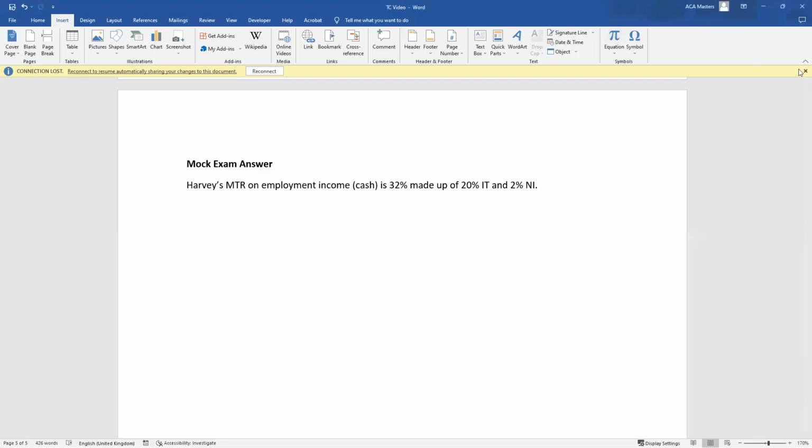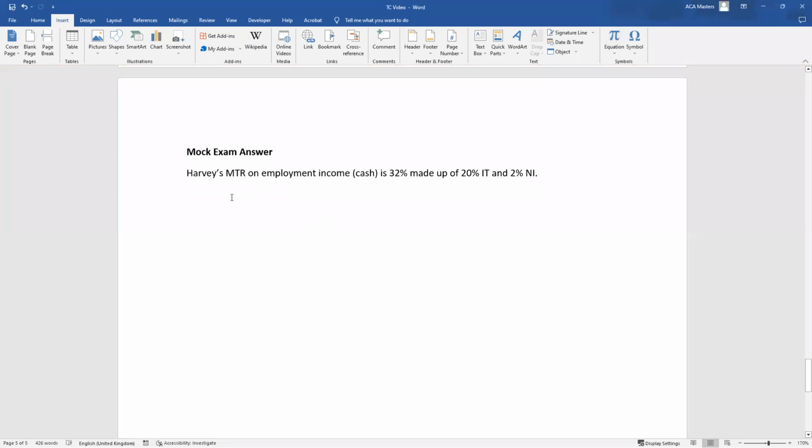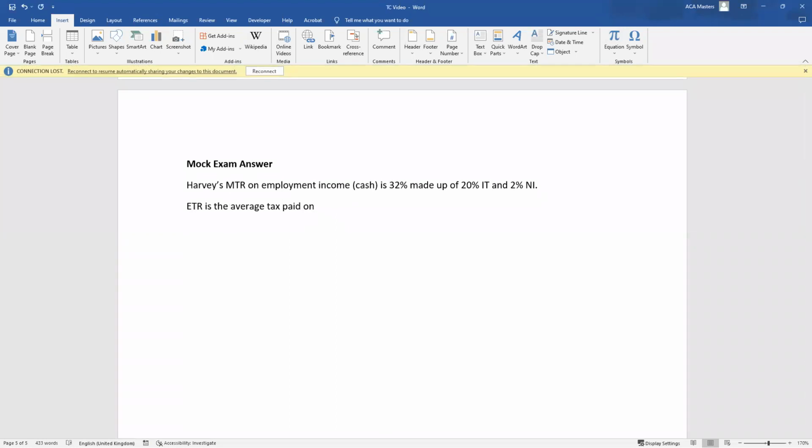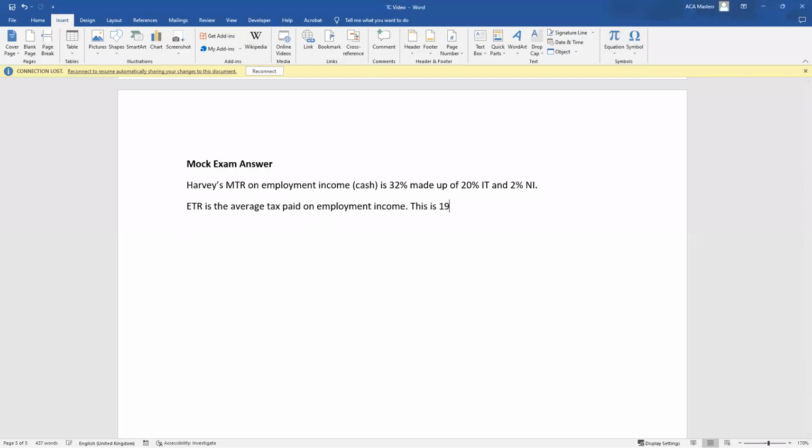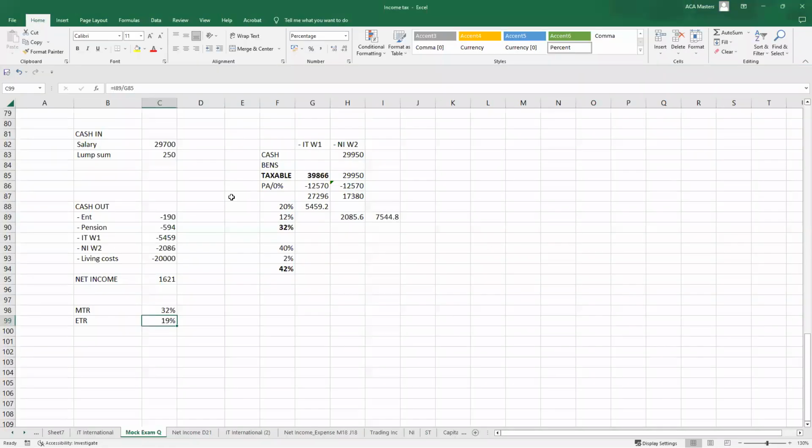So we would say here that effective tax rate is, and you could almost say it's like the average tax paid on employment income. And you can say this is, and we've worked it out here, this is 19%. And the examiner will see once we copy our workings over how we have worked that out, and you could even just put that there.